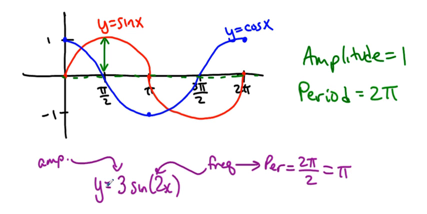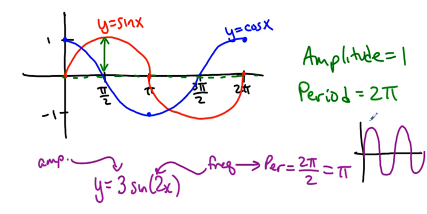So if I were to graph 3 sine of 2x, I would have a graph that has an amplitude of 3 and a period of pi. So it would go up to 3, down to -3, and every pi, you get a brand new cycle. Does that sort of make sense? Okay, that's the kind of thing that we're supposed to remember.